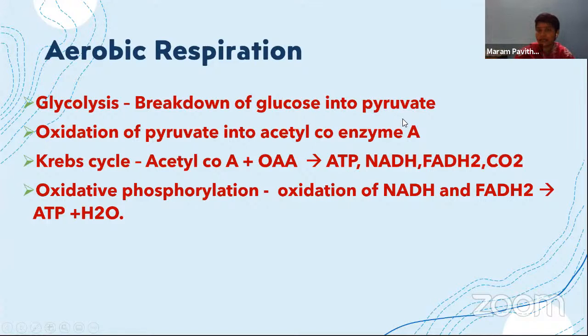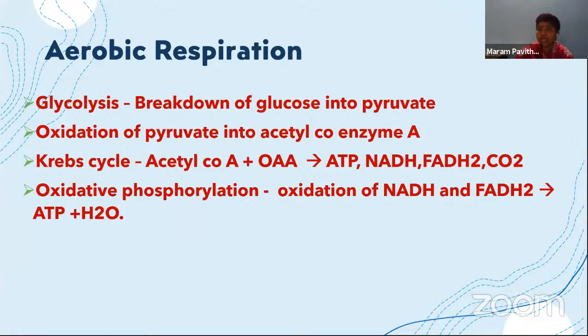Pyruvic acid is formed. What happens in the second step? Oxidation of pyruvate into acetyl coenzyme A. Oxidation of pyruvate means here a carbon dioxide molecule is removed from pyruvate, and energy is also released. ATP molecules are also produced at the second stage. Acetyl coenzyme A, a 2 carbon compound molecule, is produced in the second step.